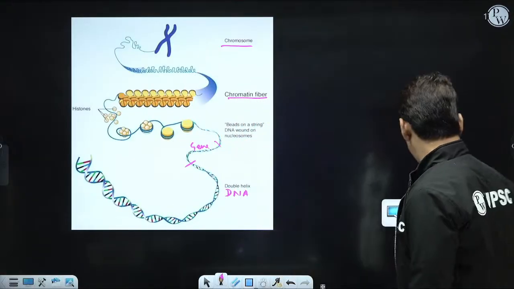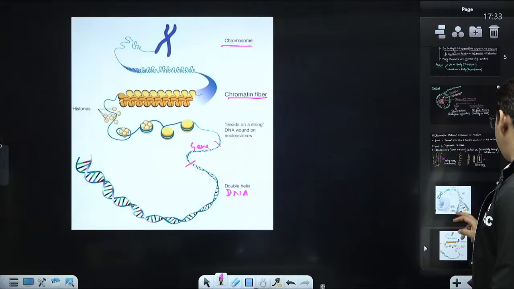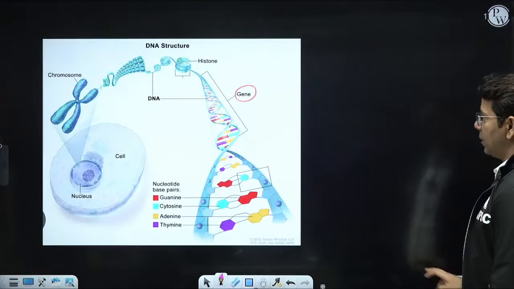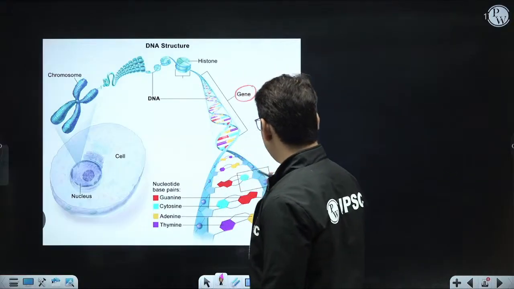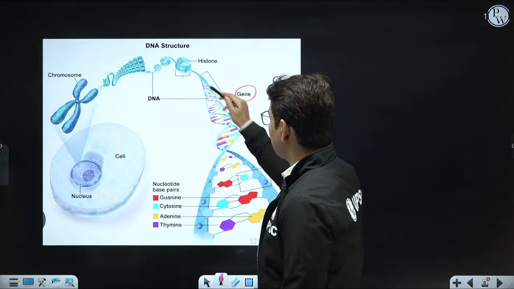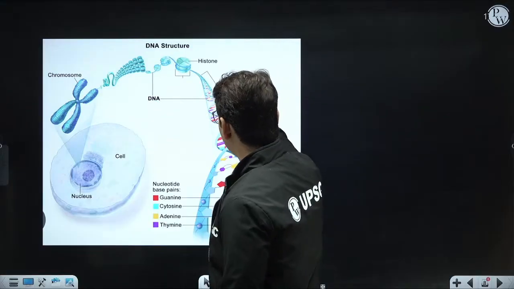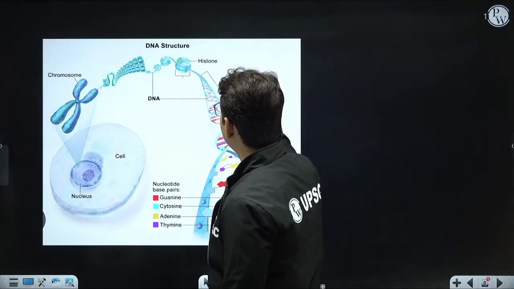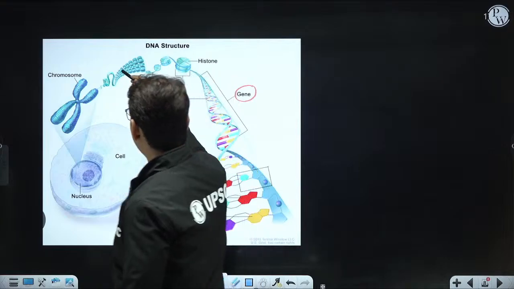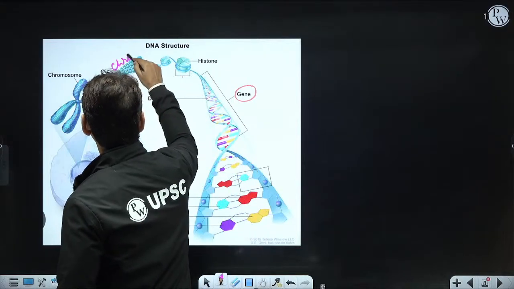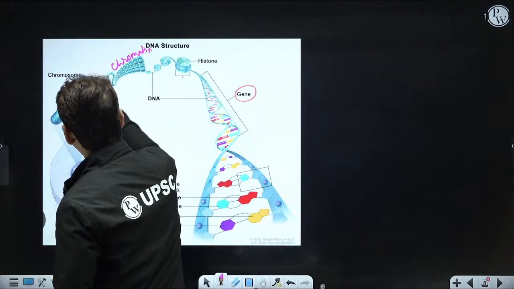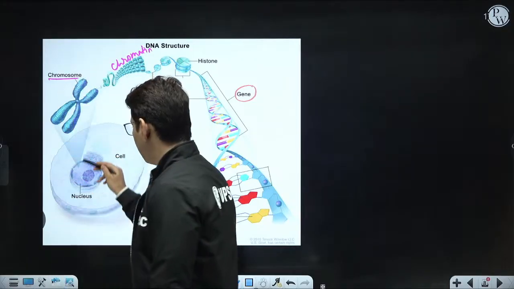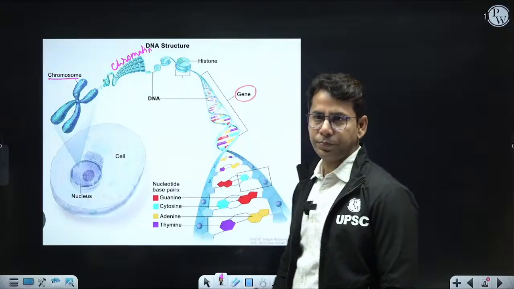So two diagrams I have given you. You will get this diagram with this class only. Here the same thing is there. This is your DNA, that entire thing is DNA only. A segment of DNA is known as a gene. Along with histone protein, it makes chromatin, right? And chromatin condenses to form a chromosome. The chromosome is there inside the nucleus.